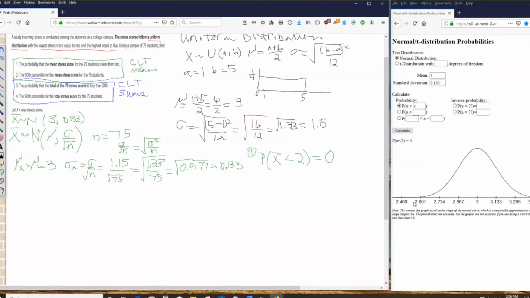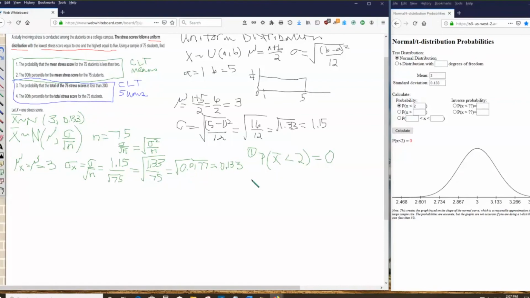And this makes sense because it says the smallest stress score is going to be equal to 1. So we wouldn't expect that any of the means or the averages to be that much smaller. And as you can see, it looks like somewhere around probably about 2.5 is when it kind of disappears on your graph. So we wouldn't expect any of those values to be that low.